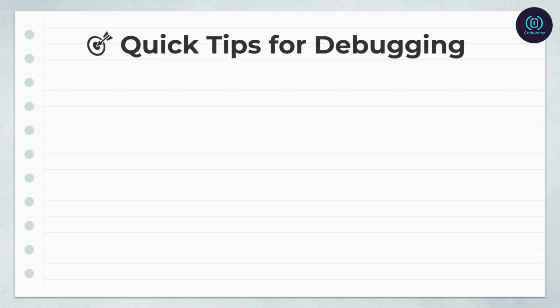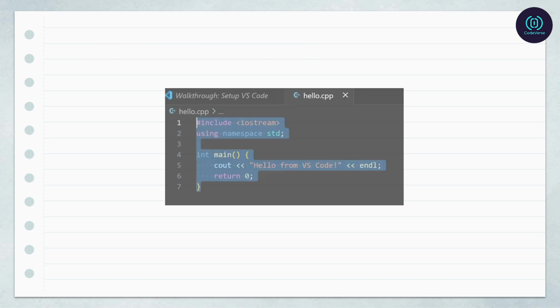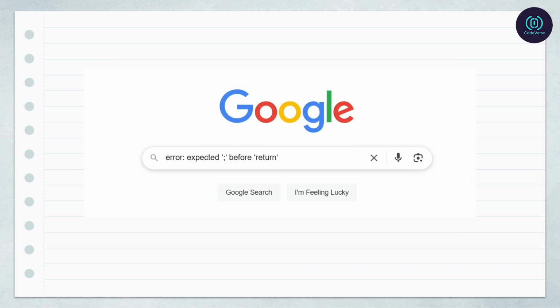Here are a few tips to help you debug your code faster. 1. Read the first error message, not just the last one. 2. Use line numbers to locate issues quickly. 3. Try commenting out blocks of code to isolate the problem. 4. If you're stuck, Google the error message.